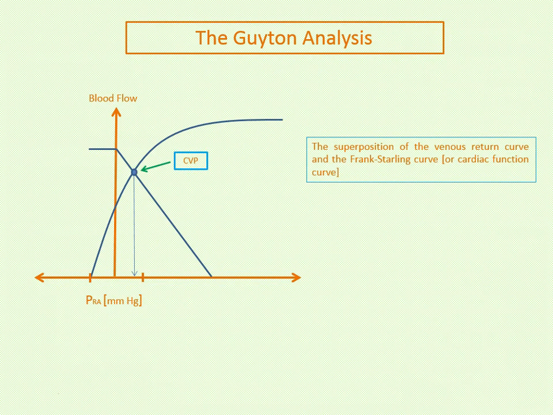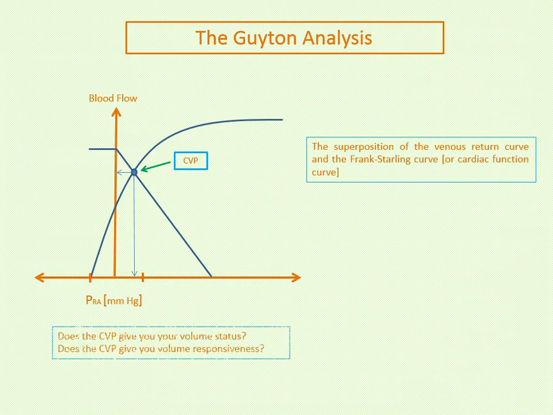So it's this balance point between inflow and outflow that determines the pressure in the right atrium, and importantly, the size of the IVC and your forward flow. So the question that I pose is, does a CVP give you your volume status? The answer is clearly no. The volume status is but one determinant of the mean systemic filling pressure, which is but one determinant of venous return, which is but one determinant of the central venous pressure. It is foolish to equate the two.